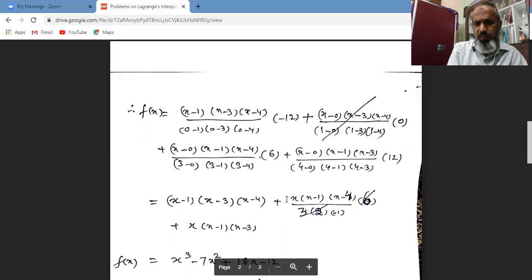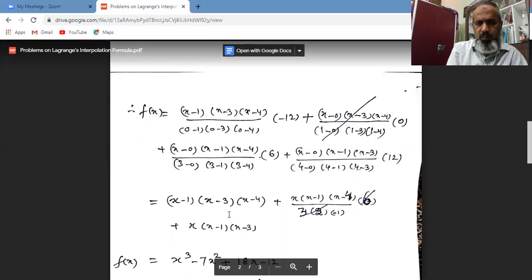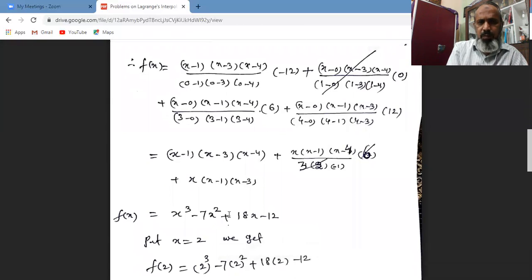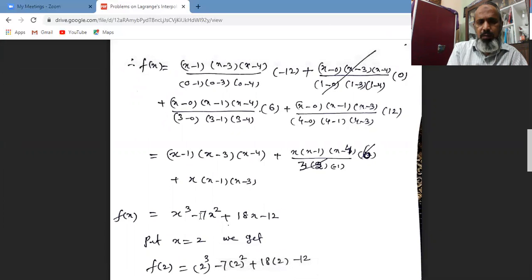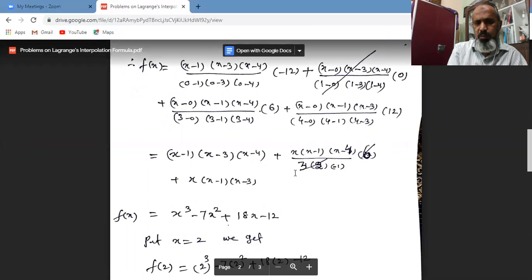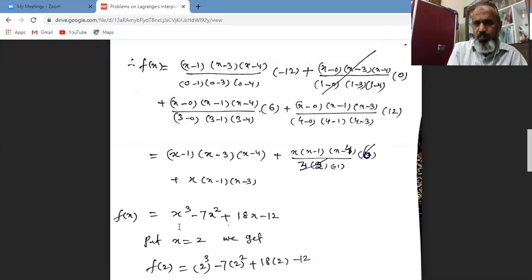Now again simplifying, since there are three factors, we get a cubic polynomial, and the cubic polynomial will be x cube minus 7x squared plus 18x minus 12. So after simplifying these three terms, we get the polynomial f of x is equal to x cube minus 7x squared plus 18x minus 12. So this is the polynomial we have obtained.